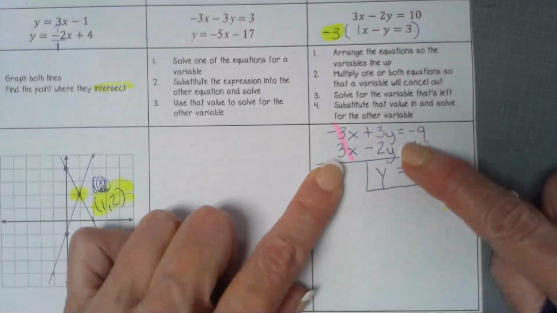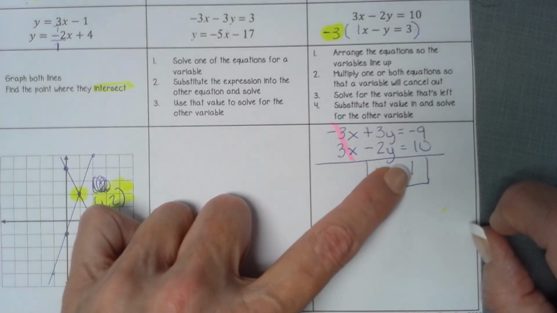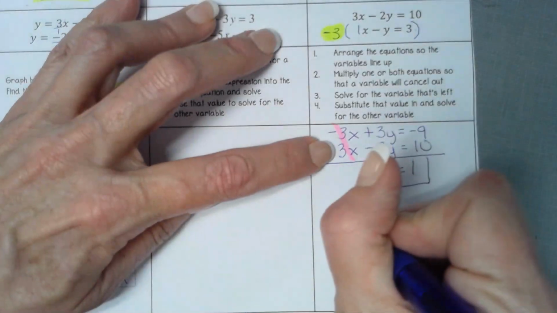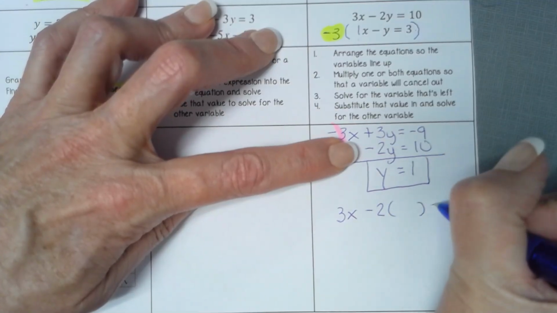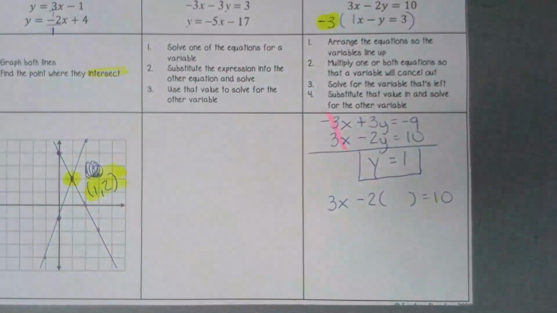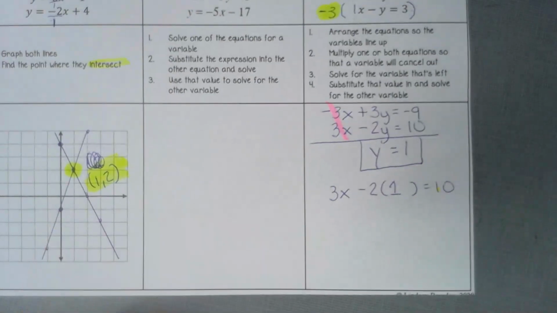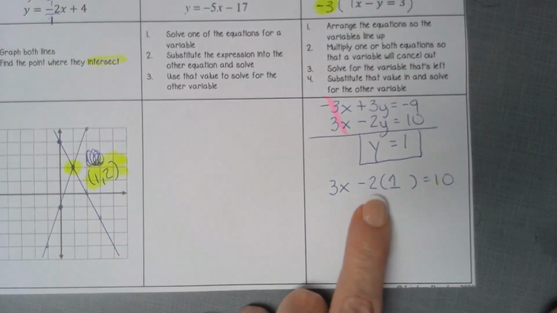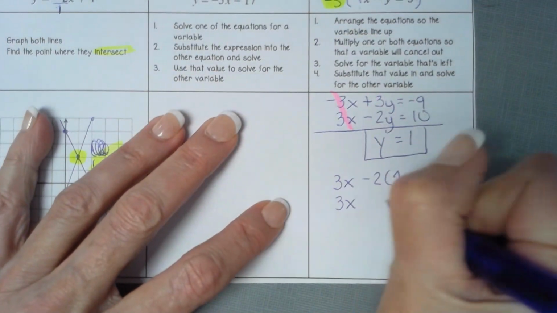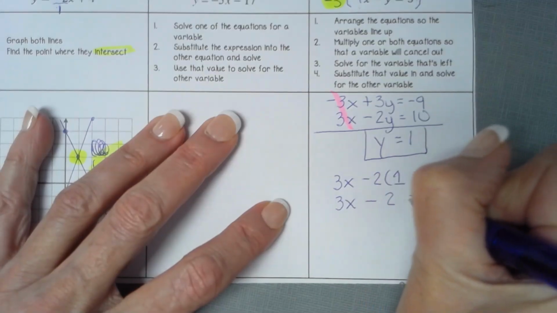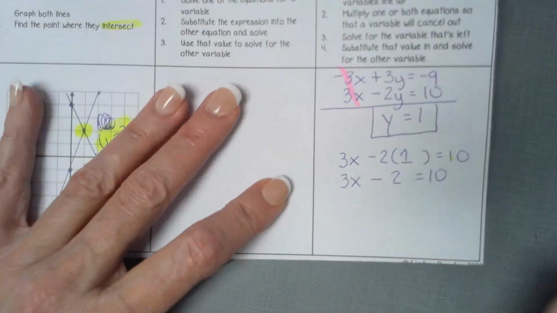So what does it sound like? 3x minus 2 blank equals 10. What am I going to put in the blank? 1. So now 2 times 1 here is 2. So this is going to be 3x minus 2 equals 10. I'm multiplying here. And now it's a 2-step equation.